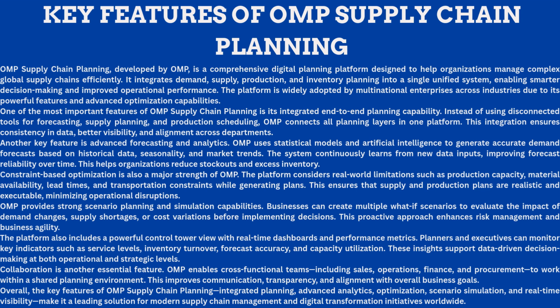Collaboration is another essential feature. OMP enables cross-functional teams, including sales, operations, finance, and procurement, to work within a shared planning environment. This improves communication, transparency, and alignment with overall business goals.